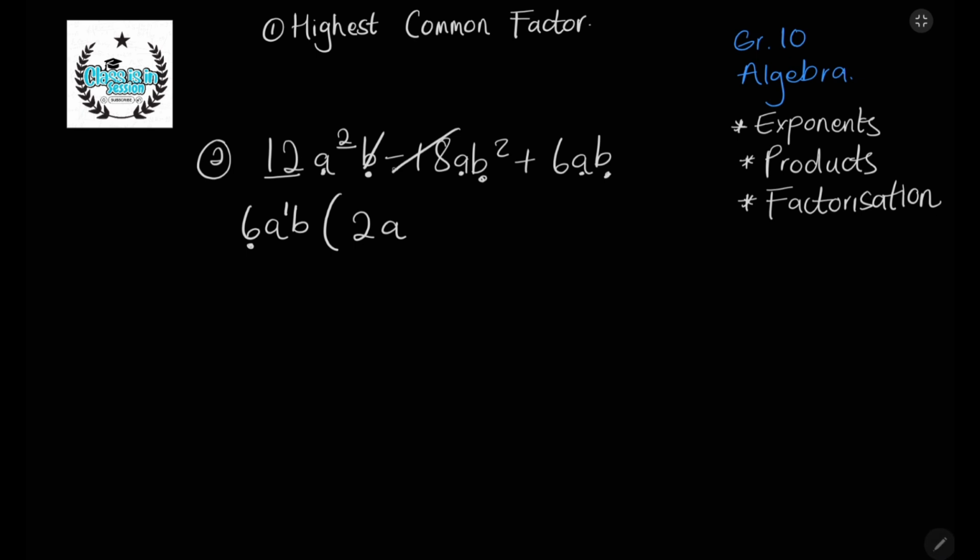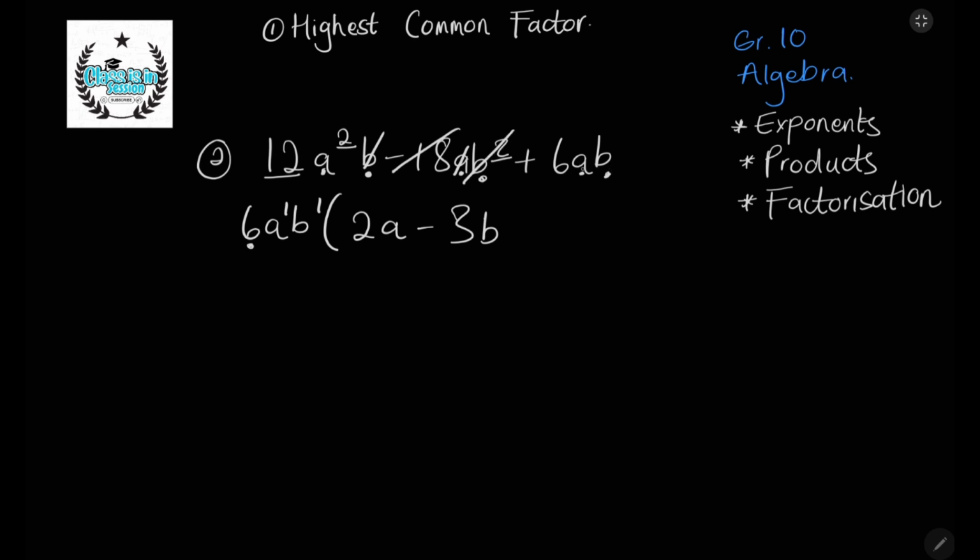We have negative 18. Don't forget the sign. Negative 18 divided by 6, you have a negative 3. You have a divided by a. They cancel each other out, so you don't have to write a. Then b squared divided by b. This is 2 minus 1, which is 1. So it's just b to the power 1 or b. We're done with the second term. Let's move to the third one.